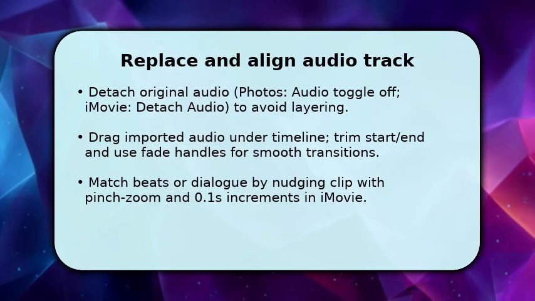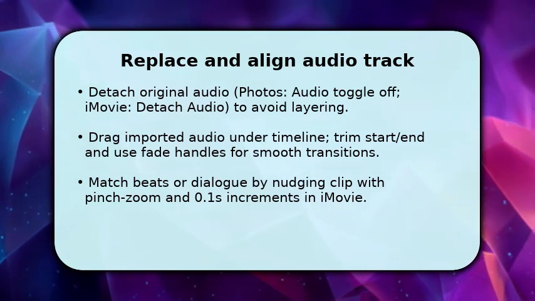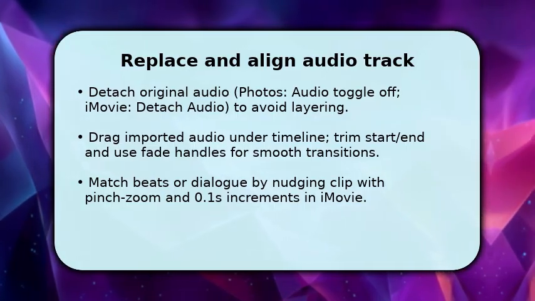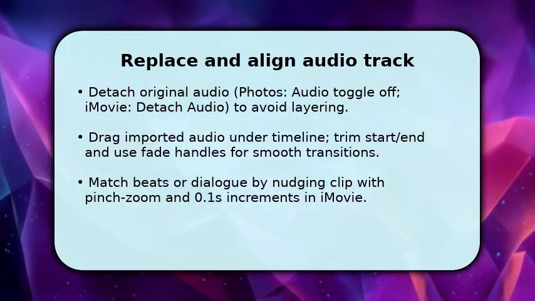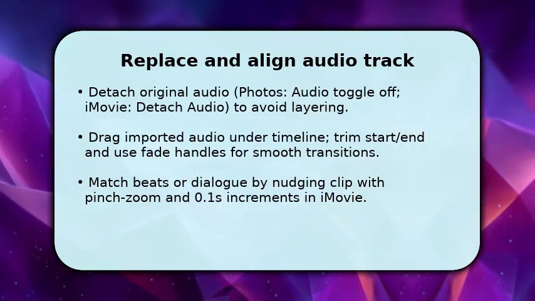Now you'll remove or mute the original sound to make room for the new track. In Photos, toggle off sound, or in iMovie, detach and delete the audio layer. Next, place the imported track on the timeline and trim its start so beats align with on-screen action. Use pinch to zoom for finer control.